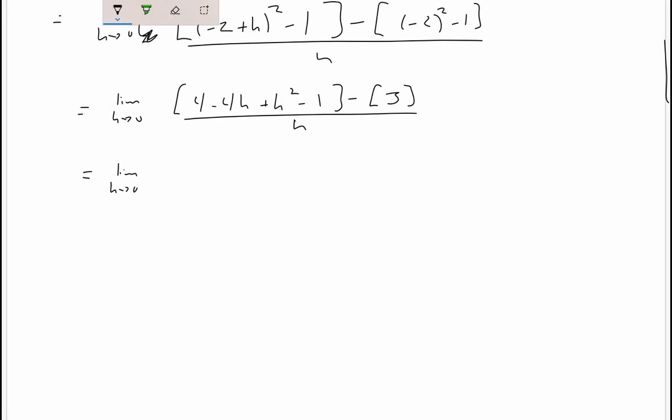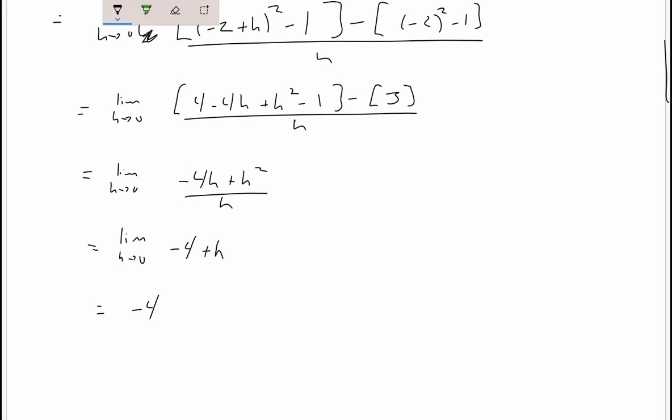All right, so if I simplify this, we get 4 minus 1 is 3, minus 3. Okay, so we're going to be left with negative 4h plus h squared over h. Well, I can then reduce that fraction because there's an h in both of the terms in the numerator. Now it's a continuous function, so that's just going to be negative 4 because we put 0 in for h.